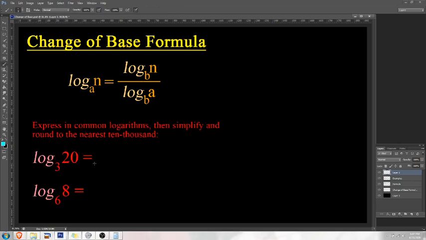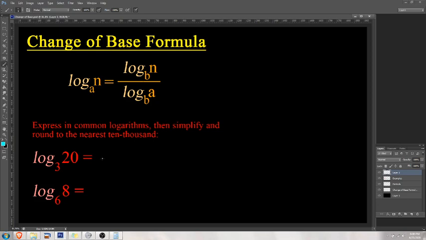Now what I want you to do is pause this video and see if you can put these into common logarithms using this change of base formula. See if you can do it on your own. It shouldn't be too challenging. Once you've put it in common logarithms, go ahead and simplify it and plug it into your calculator. Round it to the nearest thousandth. I should say thousandth, not 10,000th, because we're not dealing with numbers that high. Well, technically we are, because they're logarithms, but you know what I mean. So go ahead and pause your video and see if you can do it.